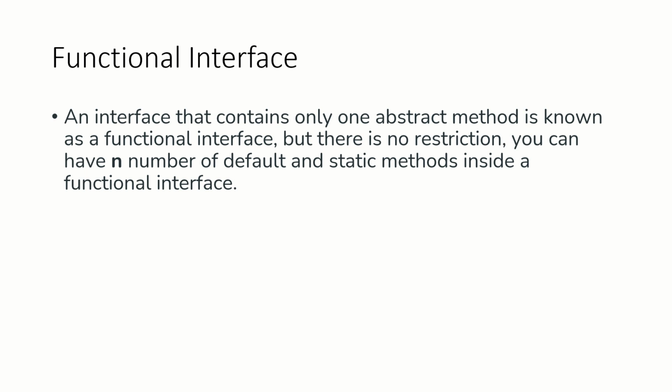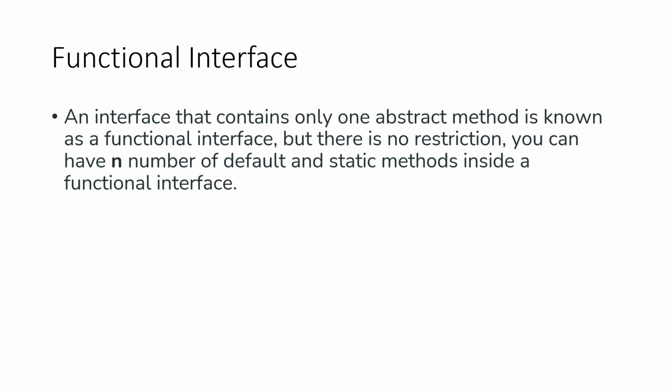But here I have noted down that when an interface has a single abstract method, that is a functional interface, but there is no limitation on the number of default and static methods in the functional interface. So please make a note of that. A functional interface is an interface with a single abstract method, but there is no limitation on the number of default and static methods.